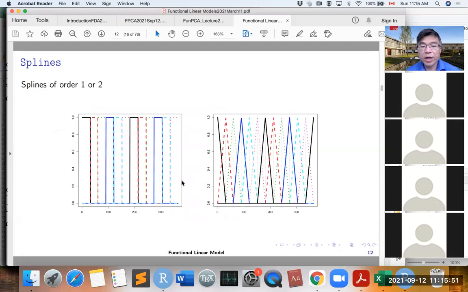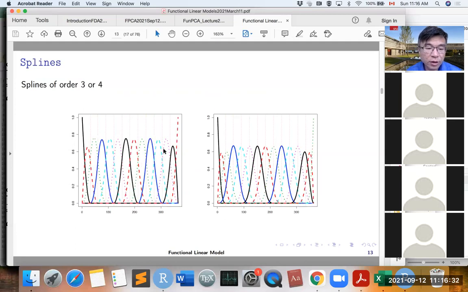This gives you an idea of B-splines with different orders. This is order equal to 1, which means each segment is a degree 0 polynomial, so it is constant. This is order 2 B-splines. In each basis function, each segment is a linear polynomial, and it is non-zero on at most 2 segments. So order 2 means at most 2 segments.